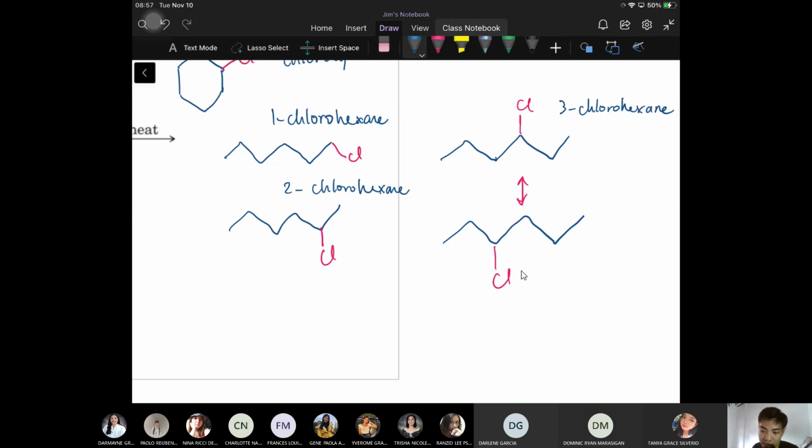So, this is the same as this one. Ito, pag nag-count ka sa right side, 3 yung locant niya. Ito naman, pag nag-count ka sa left, 3 lang din yung locant niya. Okay? So, baka may isipin nyo, ay magkaiba yan. No. You check the name. Baka parehas lang yan. Okay? So, ganun lang. You have to be careful.